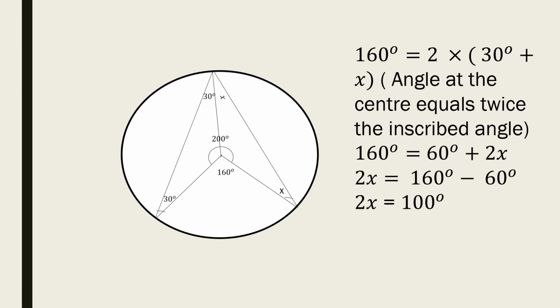We are looking for x itself, so we divide both sides by 2, and that gives us x to be 50 degrees. So the value of x is 50 degrees. So try it again and again. You can do it, I know you can. So try it.